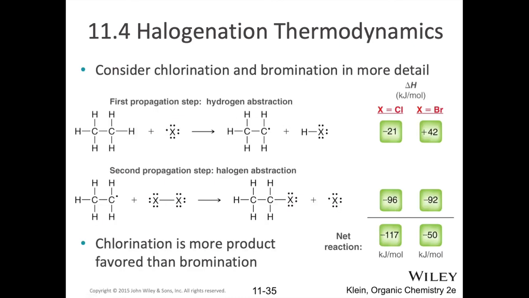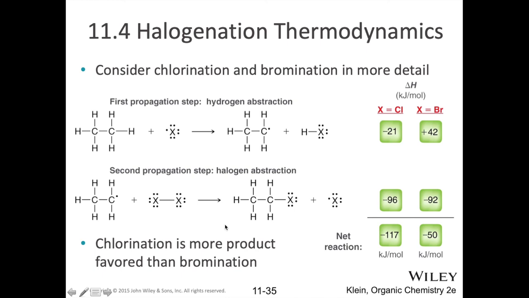Okay, let's look into more detail with chlorination and bromination. Let's look at how the difference in our halogen affects the energies of the individual steps of our reaction. So looking at our propagation step, here we are breaking our carbon-hydrogen bond, right? We're doing an abstraction here, and we're also forming the halogen-hydrogen bond. If we look at the difference in enthalpy for those individual steps, you can see that it's exothermic for chlorine and it's endothermic for bromine, right?